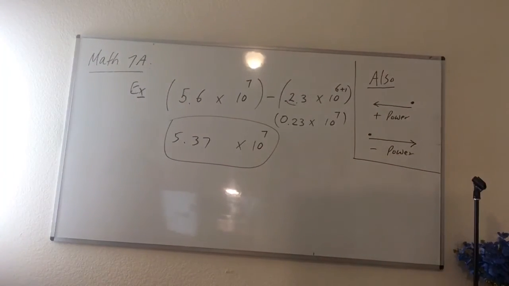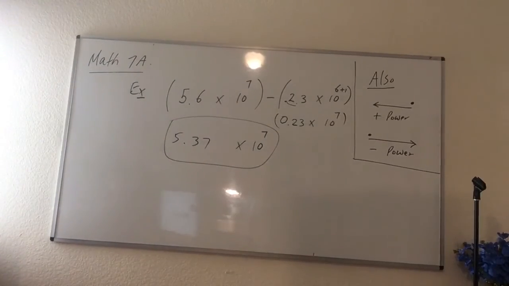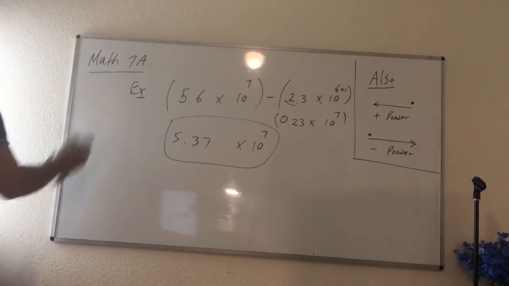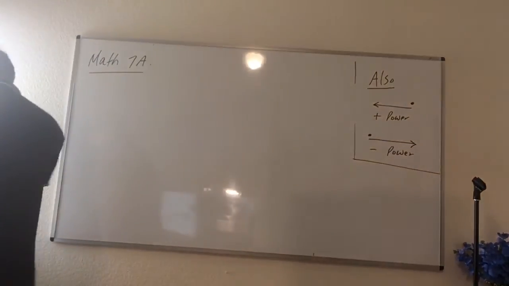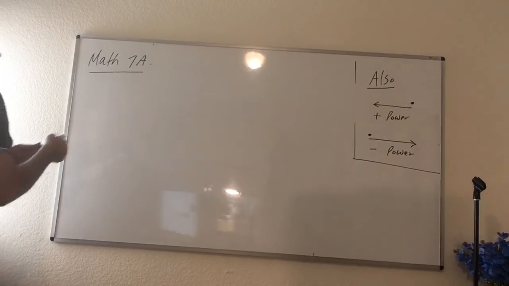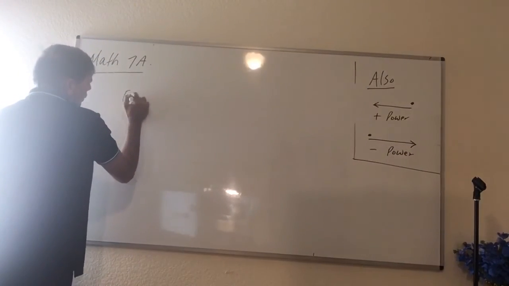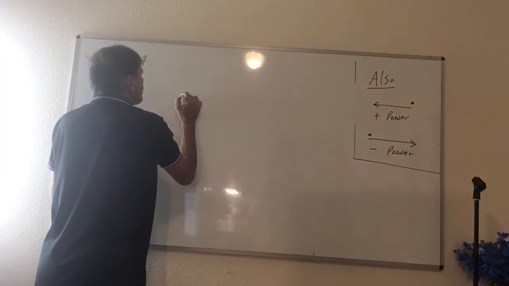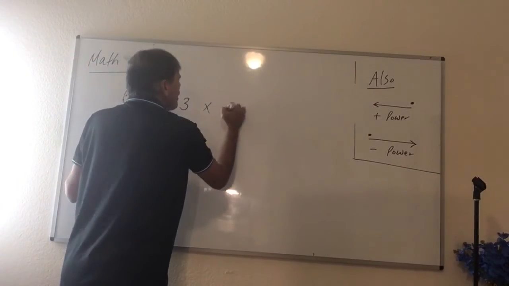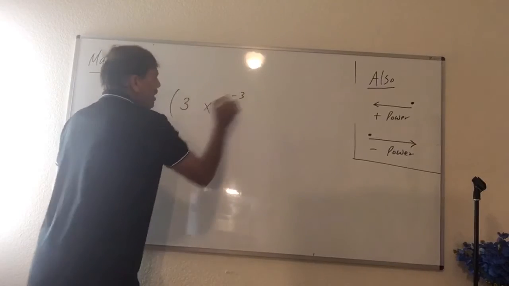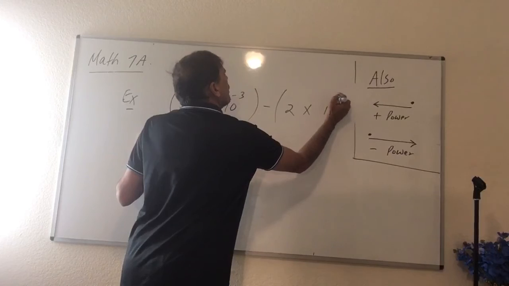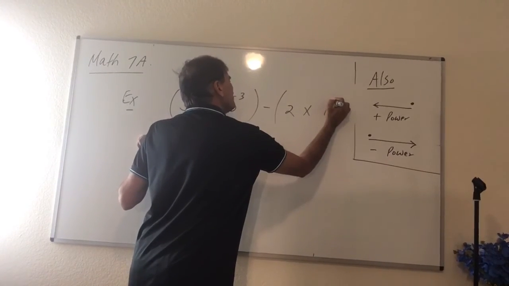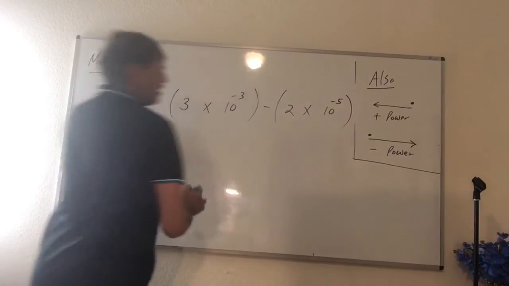Okay, so let me show you one more where you have to fix maybe 2 place values. Or we can also do negative powers as well. So here is one more. Let's say this is 3 times 10 to the power negative 3 minus 2 times 10 to the power negative 5. That's fine.